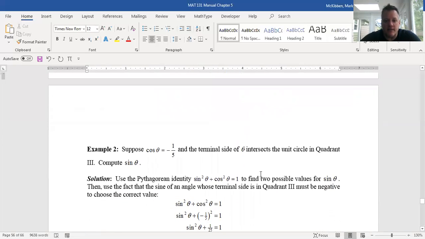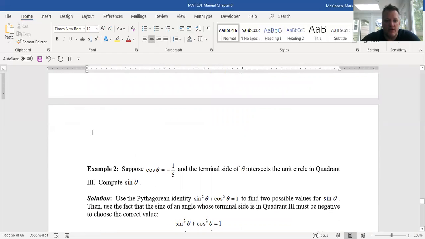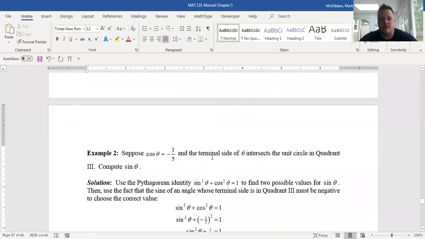All right, now the next thing. This is a common sort of example that comes up in calculus. Suppose you know that the cosine of theta is minus a fifth, and the terminal side of that angle theta is in the third quadrant. I have to specify that because technically, if I didn't, your angle theta could have been in the second quadrant, right, where cosine is negative in both the second and the third quadrant.